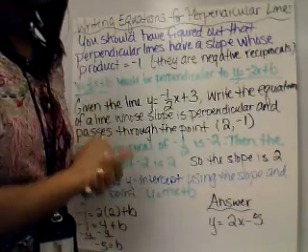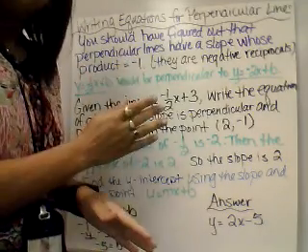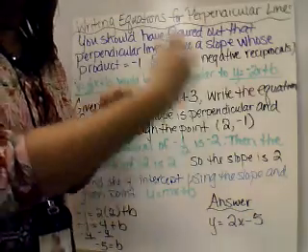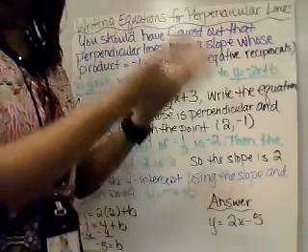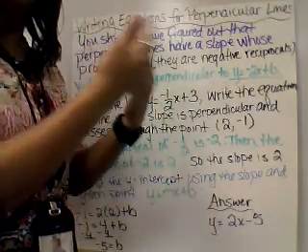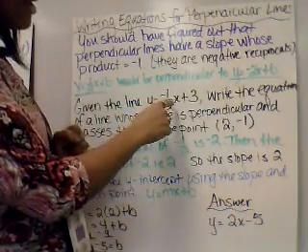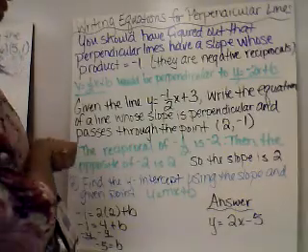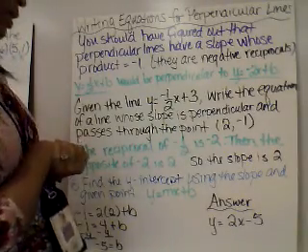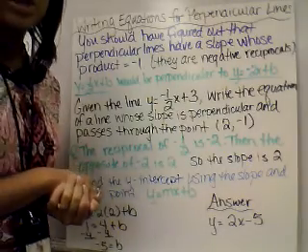The negative reciprocal just means flip the slope and then take the opposite of what it was. If it was positive, then it's going to be negative. If it was negative, then it's going to be positive. Alright, so given the line y equals -1/2 x plus 3, write the equation of a line that is perpendicular and passes through the point 2, -1.